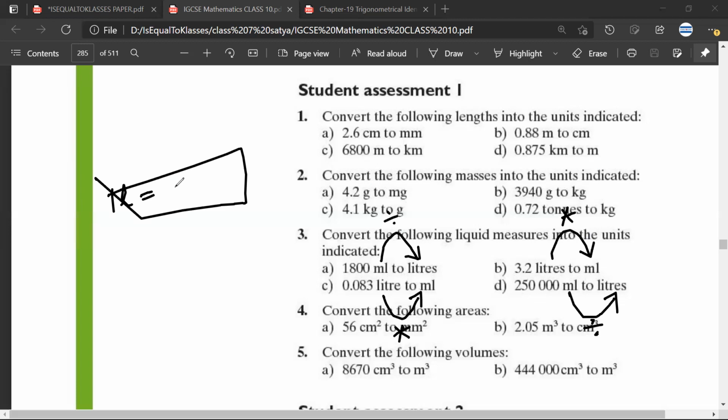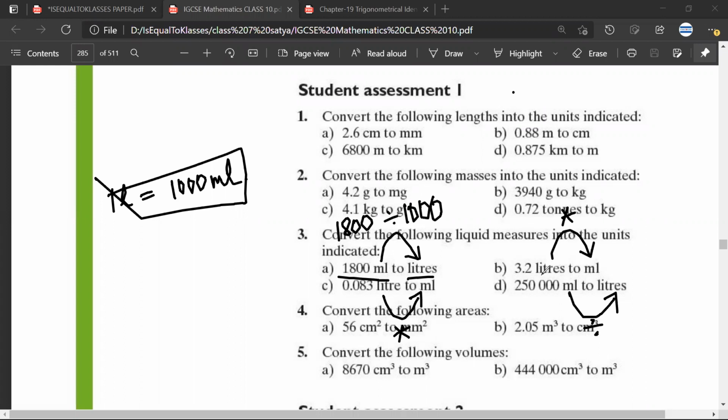Sir, 1 liter is how many ml, Mr. Satya? 1000 ml. Great. Okay, Mr. Satya. So 1800 ml to liters. What should I do? Divide 1800 by 1000. Shabash, so it will be 1.8 liters.